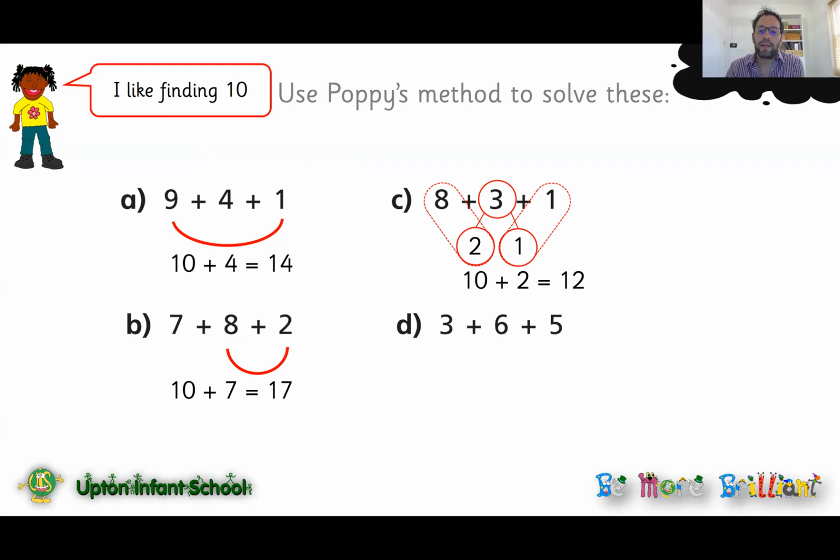And then 3 add 6 add 5. Well, we could partition the 6 into a 1 and a 5. And that means we can make 10 with the 2 5s. And then add the 3 and the 1 together to make 4. So we've got 4 add 10 equals 14.